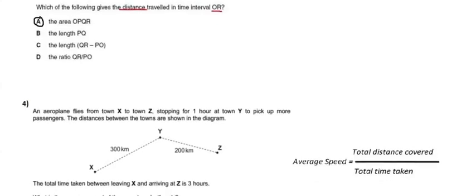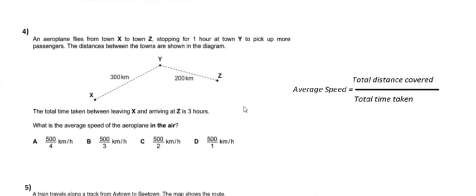Now we will see question number 4. An aeroplane flies from town X to town Z, stopping for 1 hour at town Y. At this town Y it is stopping for 1 hour to pick up more passengers. The distances between the towns are given in the diagram. Total time taken between leaving X and arriving at Z is 3 hours. What is the average speed of the aeroplane in the air?